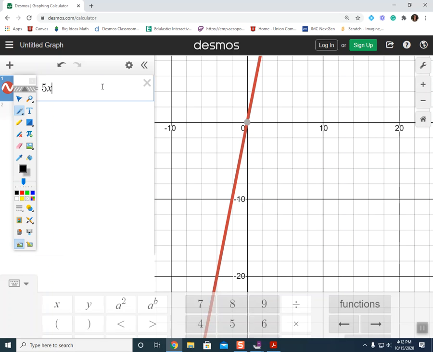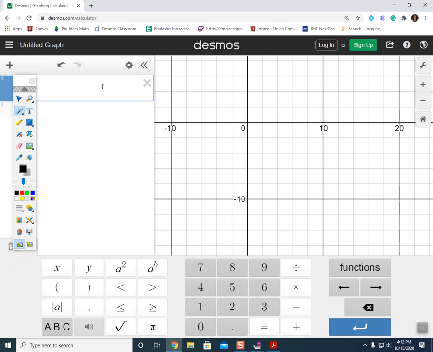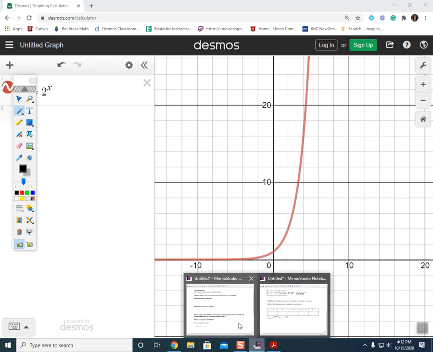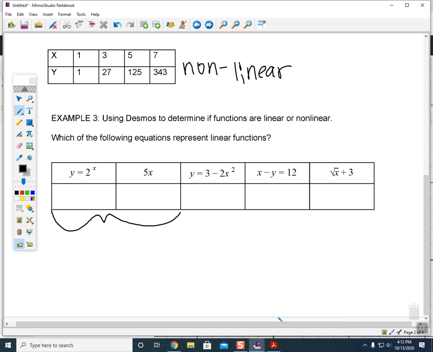Last one, what is this one? y equals 2 to the x. Linear or nonlinear? Obviously nonlinear, right? There's a big old curve right there. Not a straight line. Well, we can find a pattern. I'm just going to write, just in case: no, yes, no, yes, no.